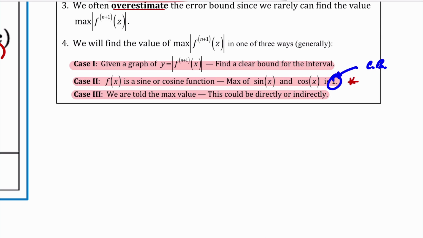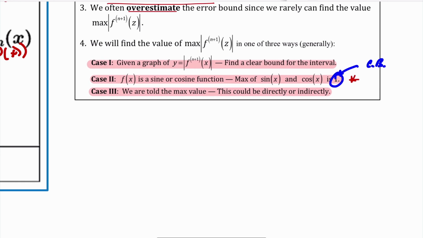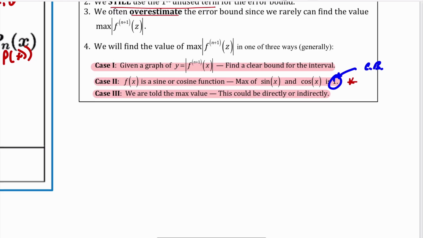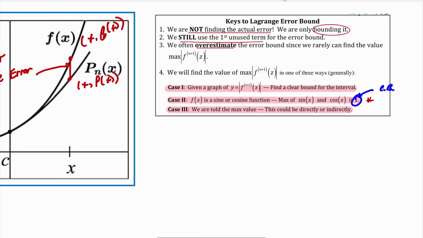Now, they'll also give you perhaps the maximum value, or you could infer it from the function. For example, for e to the x, it's going to be the largest x value on that interval, and you can just use that quantity. So we'll see it as we go when we take a look at these things. Okay, so now let's go ahead and put this to work and see how we do.